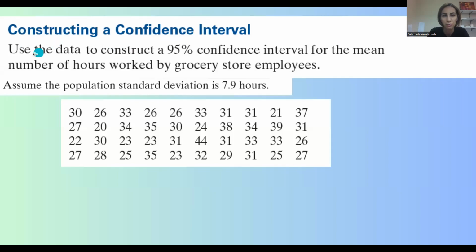Constructing a confidence interval. Use the data to construct a 95% confidence interval for the mean number of hours worked by grocery store employees, and assume that the population standard deviation is 7.9 hours. And this is the data that we have.